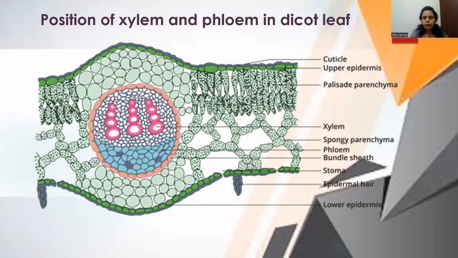Next is the position of xylem and phloem in the dicot leaf. If you look at the cross section of the leaf carefully, this is your xylem because xylem is thick walled. This is how the xylem vessels are arranged. And here you have phloem tissues. Phloem cells are smaller and thin walled. This xylem is located towards the inside, and phloem vessels are located towards the outside of the leaf.